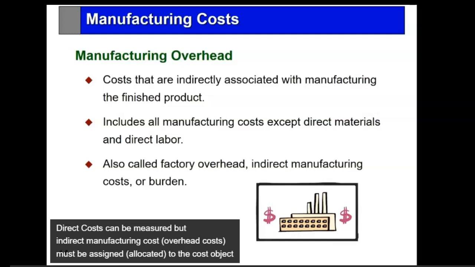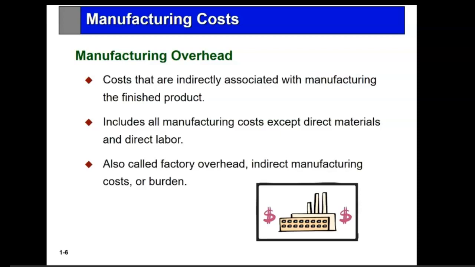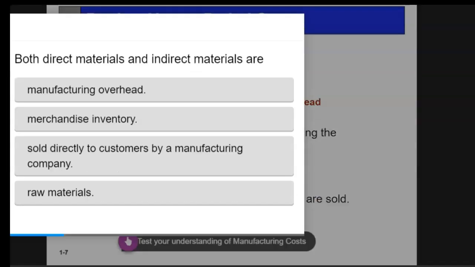And therefore, manufacturing overhead, the third cost category, are all those costs that are indirectly associated with manufacturing the finished products, except direct materials and direct labor. These costs are also known as burden costs or factory costs, but I will be using the term manufacturing overhead.